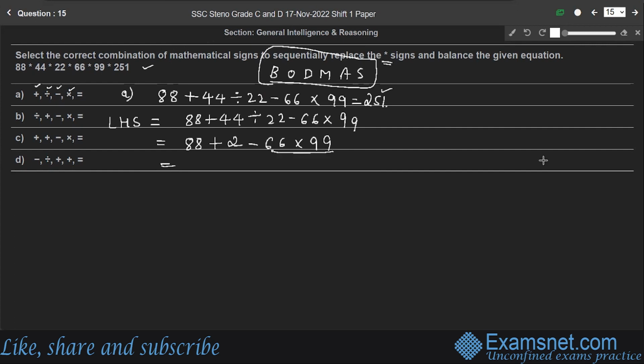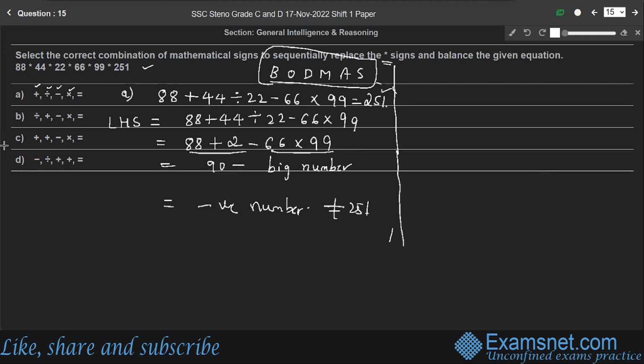If you add 88 and 2, you will get 90. Minus the big negative number will not give you 251. So 88 plus 2 is 90 minus a big number. 66 into 99 will give you a big number, so 90 minus a big number is a negative number, which is not equal to 251. Therefore, option A doesn't satisfy the given equation. So let us go for option B.